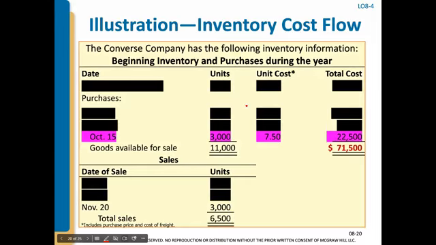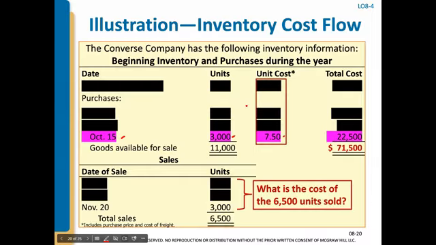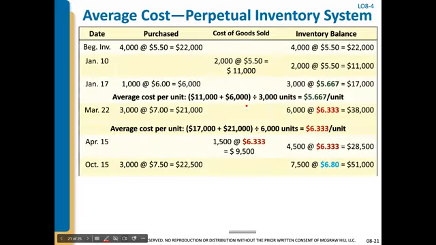Two more transactions. October 15th, we made another purchase of 3,000 units at $750. So every time we make a purchase, we're going to recalculate our weighted average cost per unit. So let's go in here. On October 15th, here's our acquisition of 3,000 units at $750.